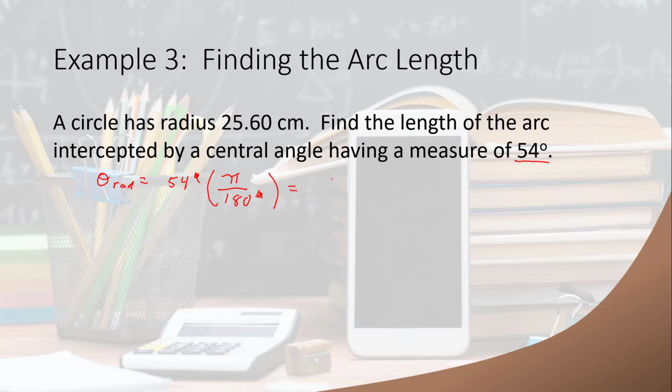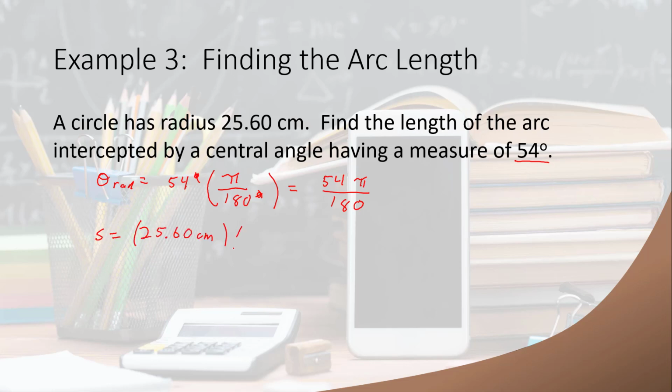And we will have 54 times pi divided by 180 degrees. So that is our value in radians. And we can actually just leave it like this. We could simplify it, there's no reason why we can't, but let's just go ahead and leave it like this. And with that in mind, our arc length is going to be 25.6 centimeters.